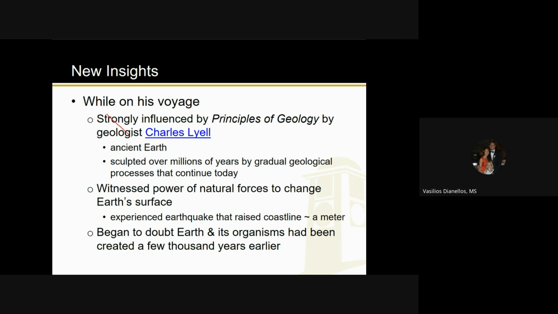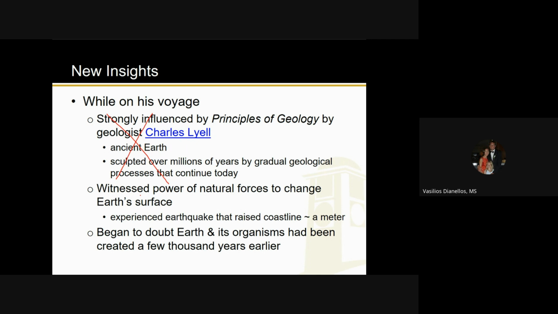So again, I'm not going to ask you any questions about this, but the idea is to try to get behind what Darwin was thinking. He was seeing all these things when it comes to living organisms and fossils, and then this other thing says, hey, life is very ancient, Earth is very ancient. Also, not only did he read that in this book, but he also witnessed the power of natural forces to change the surface when he experienced an earthquake, right? So he saw where he was in South Africa.